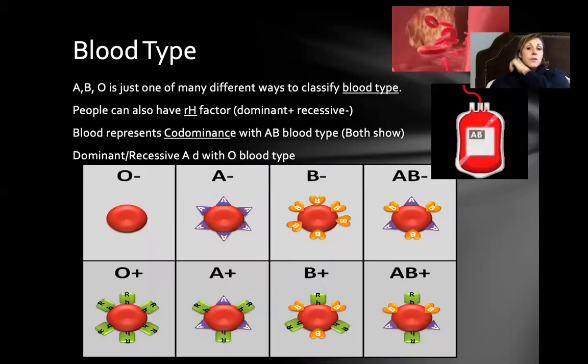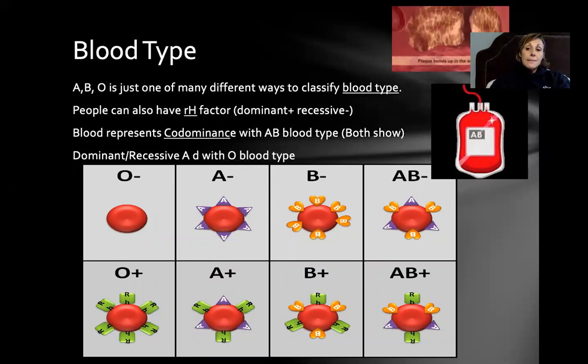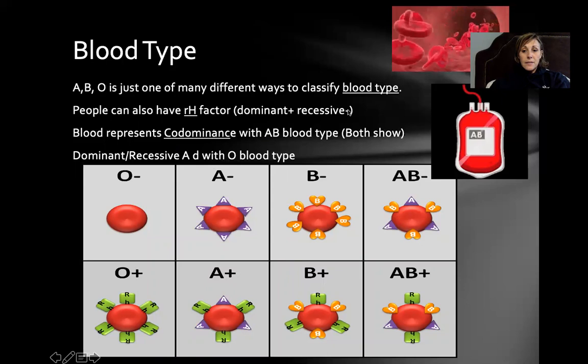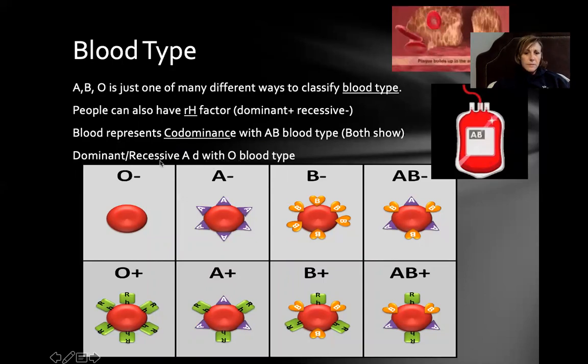Blood type is also a way to show codominance and dominant recessive. So ABO blood types is one of the many different ways to classify blood. People can have the RH factor. It's dominant if it's a plus. If it's recessive, it has a minus. And blood represents codominance with AB blood. Both types show. Dominant recessive is A with O blood.